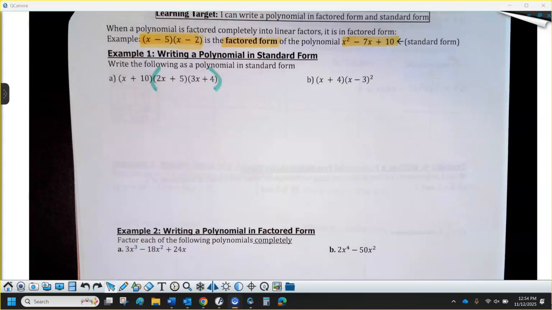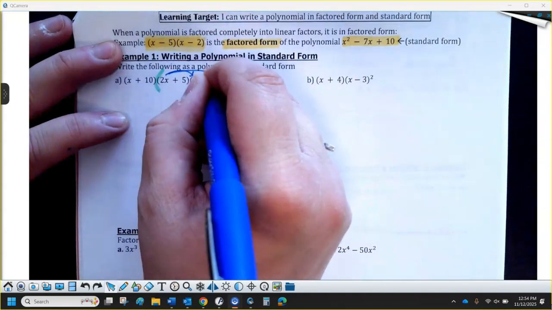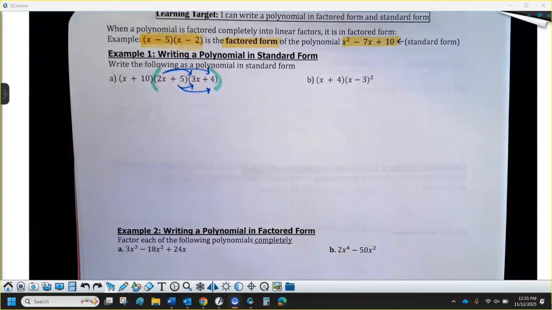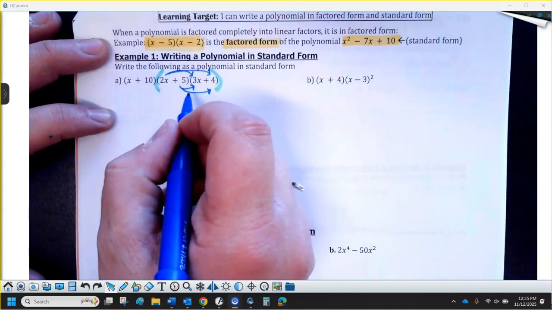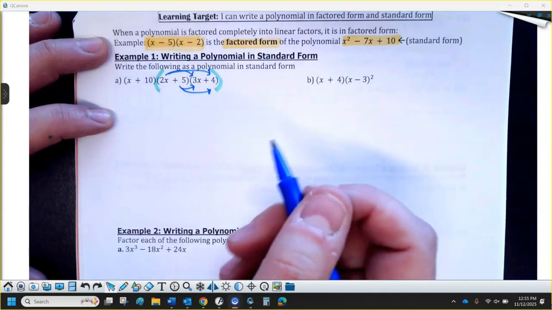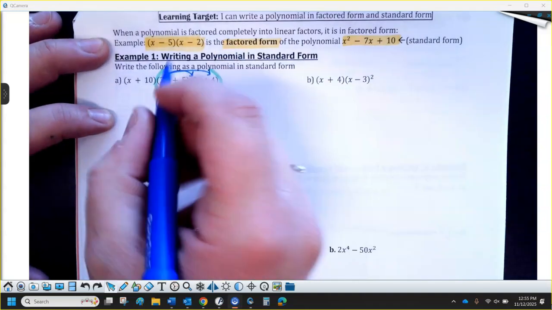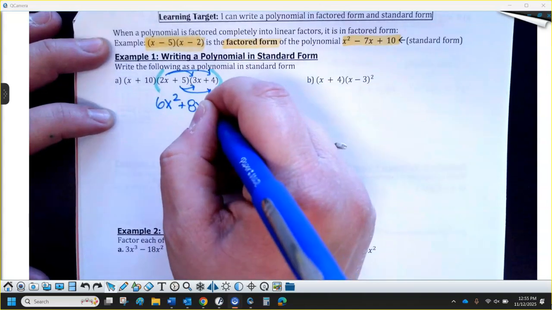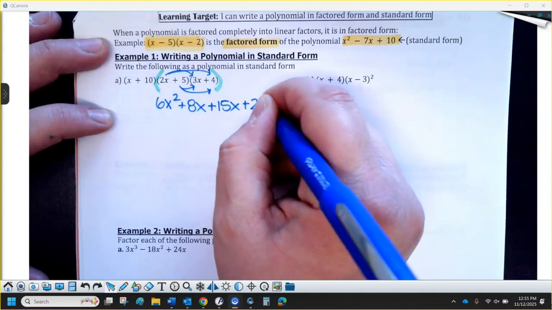But you just want to do two at a time, so we don't get too many terms going here. However you want to do this, if you want to do a little box or a FOIL, I'm just going to do a little FOIL on mine, or double distributive property, how I think about it. Now remember, you're going to multiply the numbers and add the exponents on the letters that are the same. So if I do 2x times 3x, we're going to get 6x squared. 2x times 4 is 8x. 5 times 3x is 15x. And 5 times 4 is 20.